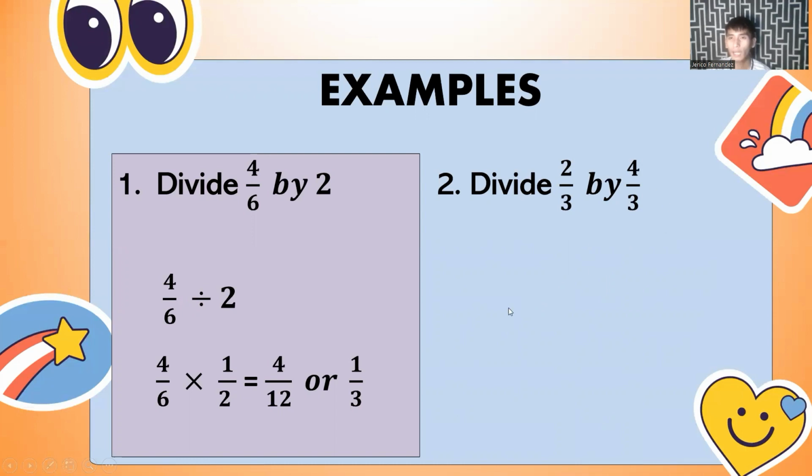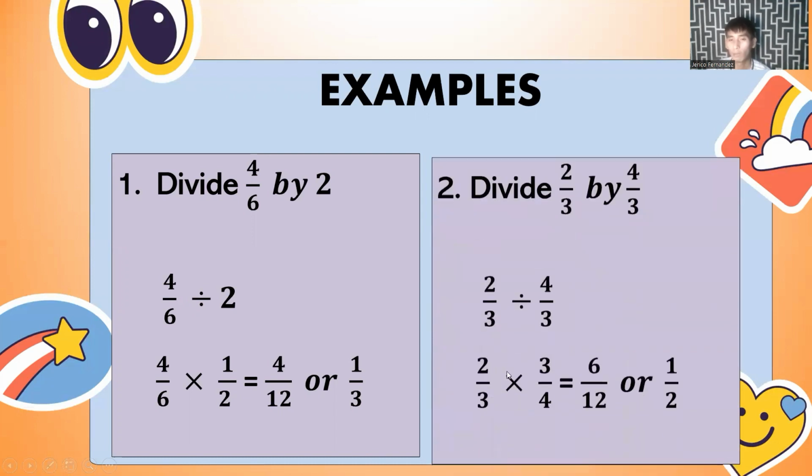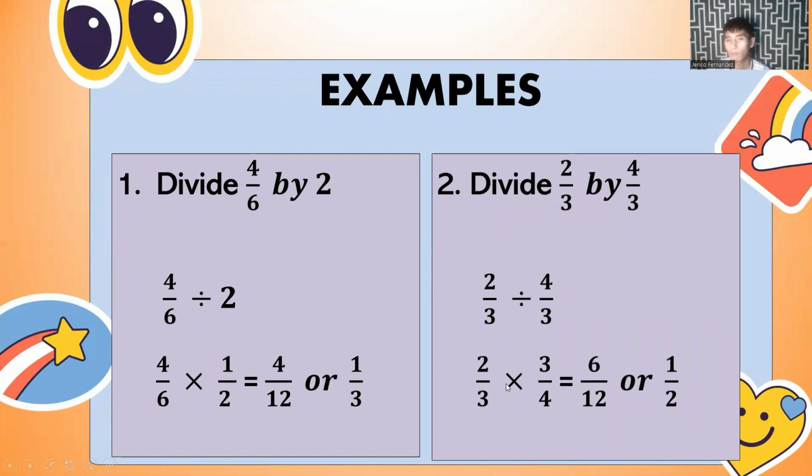Another one, 2/3 divided by 4/3. Ang i-reciprocal natin is divisor, which is 4/3. So, ang reciprocal, kabaliktaran ng fraction. Okay? So, we have 2/3 divided by 4/3. The reciprocal of 4/3 is 3/4. So, we have 2/3, copy this, and then multiplied by the reciprocal of 4/3, which is 3/4. So, 2 times 3 is 6, 3 times 4 is 12, and then lowest term, we have 1/2. Okay? So, that's how we do the operations on rational numbers.